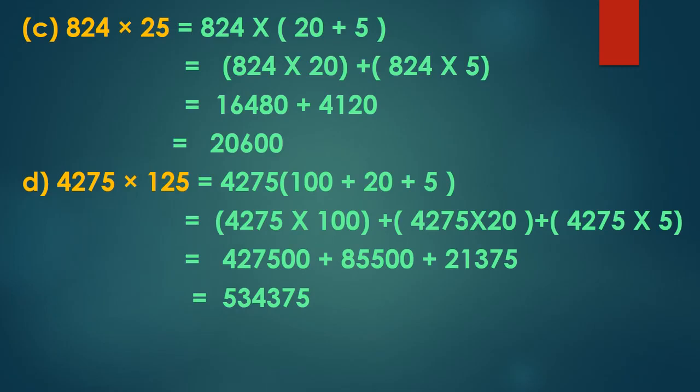So now we will write 4,275 outside the bracket, 100 plus 20 plus 5 inside the bracket. Now 4,275 will be multiplied by 100 first, then we multiply it by 20, then we multiply it by 5, and between every pair there is a plus sign because we are doing addition here. This is the distributive property over addition, and then we find the sum of all three and we get the answer.